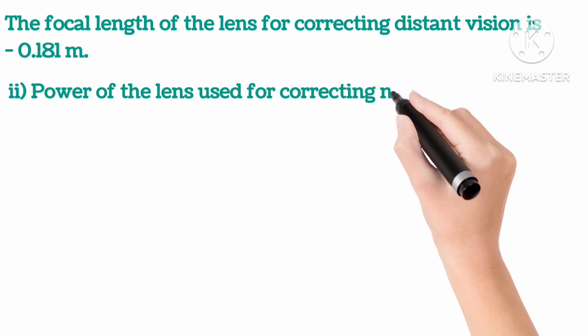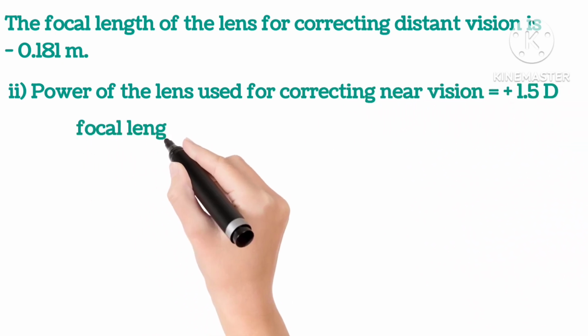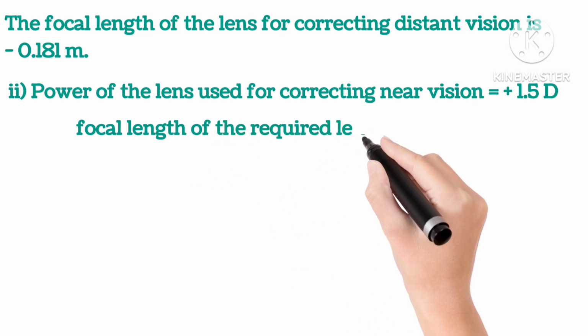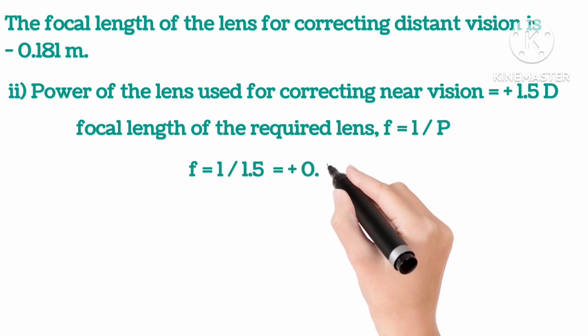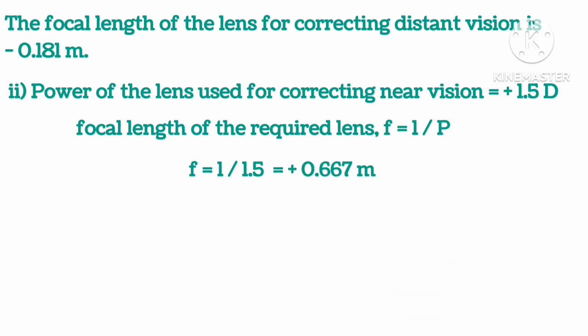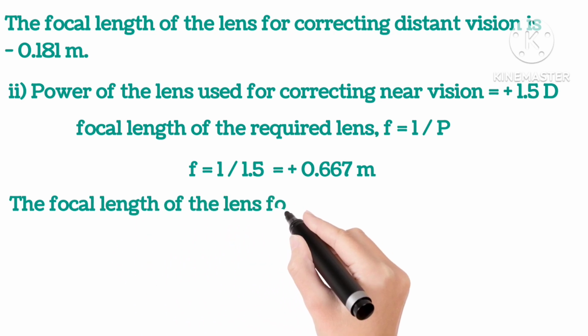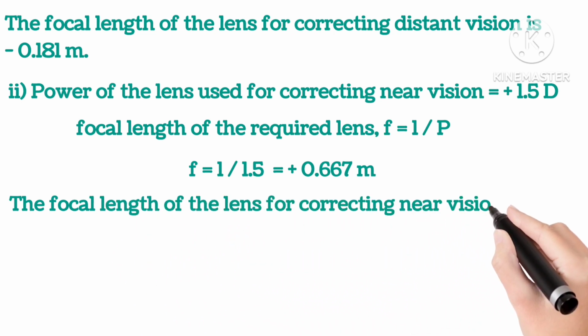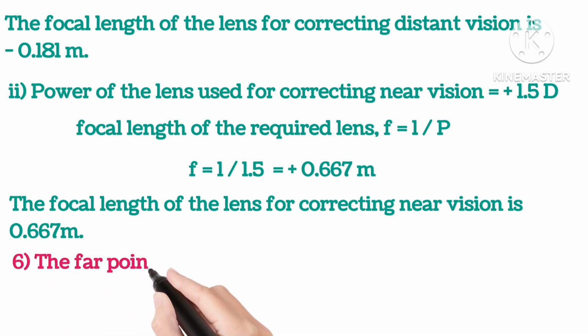Now the power of the lens used for correcting near vision is plus 1.5 D. So focal length of the required lens will be f is equal to 1 by P. Putting the values, we get focal length 0.667 meters. So the focal length of the lens for correcting near vision is 0.667 meters.